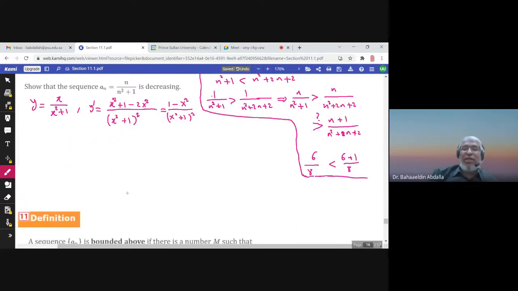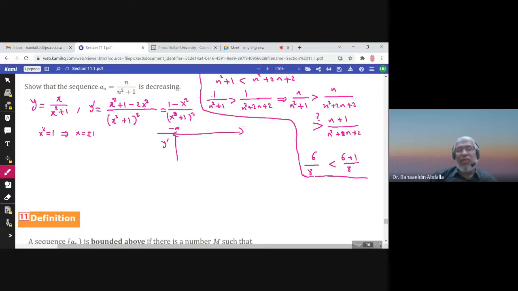Now I need to determine the signs of y prime, the derivative. Well, if you look at the denominator, it's always positive. X squared plus 1, always positive, to the power 2, always positive. And it has no real zero. But the numerator is 1 minus x squared, and it has two zeros. If you put the numerator equal to 0, then x squared would be 1, and x is plus or minus 1. So I can determine the signs of y prime.